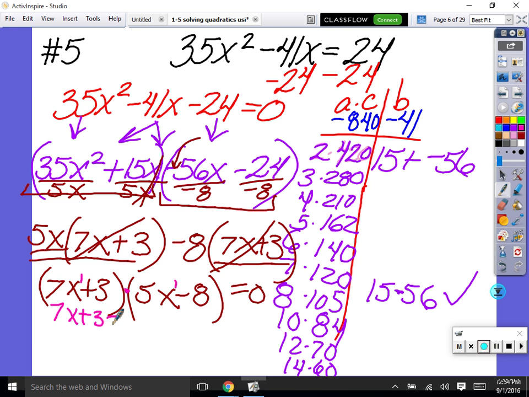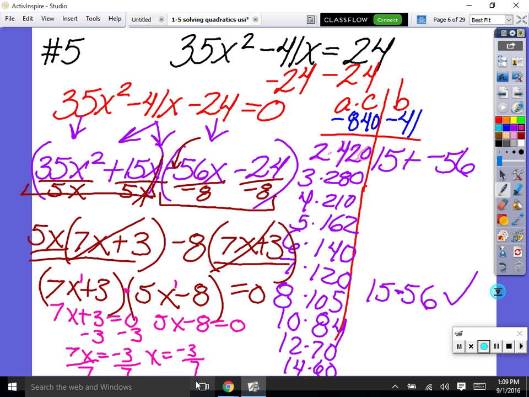So we say 7x plus 3 equals 0. 5x minus 8 equals 0. Solve for x in each case. When we subtract 3, 7x equals negative 3. Divide by 7. X equals negative 3/7. Yeah?